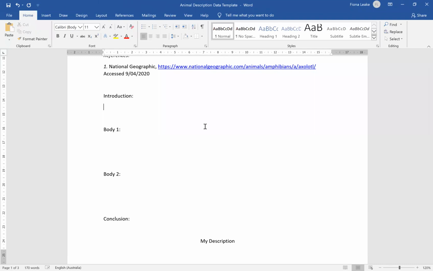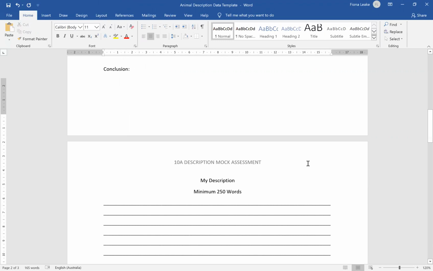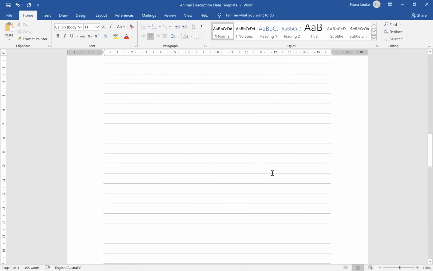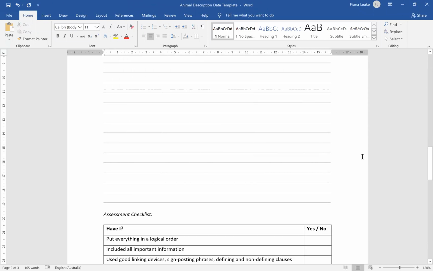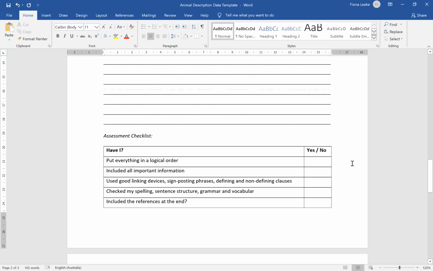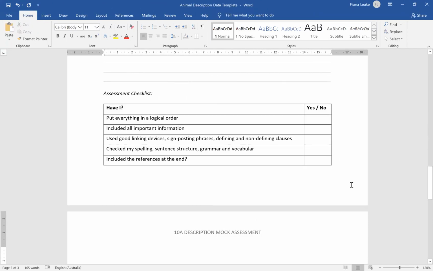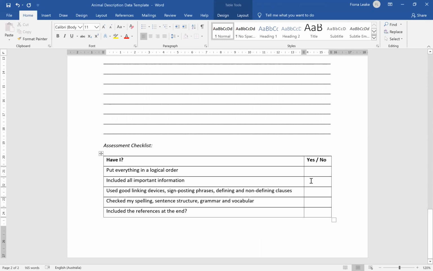Then we'll move down here and you can see that I've given you some space to complete your description. My description, minimum 250 words. I've got some lined paper for you here. If you need more paper than that, please raise your hand and the teacher will supply you with an extra sheet of blank paper. Once you have completed your description, it's always important to review and edit. You usually can get a difference of maybe 10% in this area.